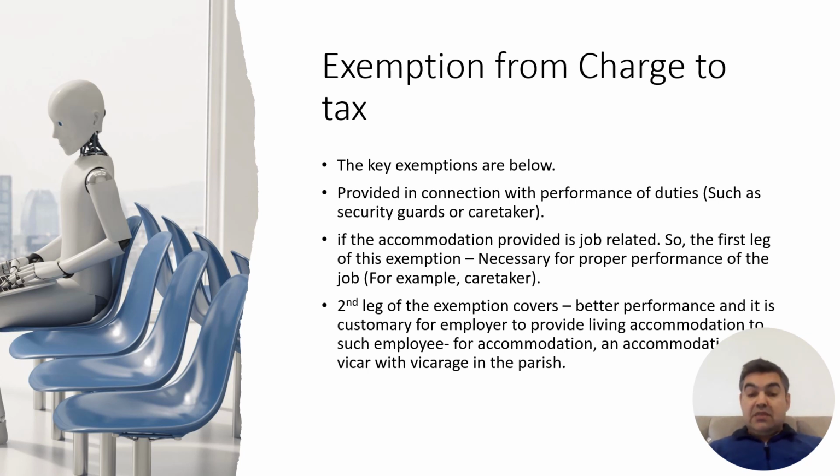What are the exemptions? Number one is if it's provided in connection with the performance of duty, such as, for example, security guards or a caretaker. For example, if the company is on one side of the road and the security guard has been given accommodation across the road, so that he can be easily called if there's any emergency, or a caretaker has been given accommodation. This kind of accommodation is usually exempt because it's by reason of employment.